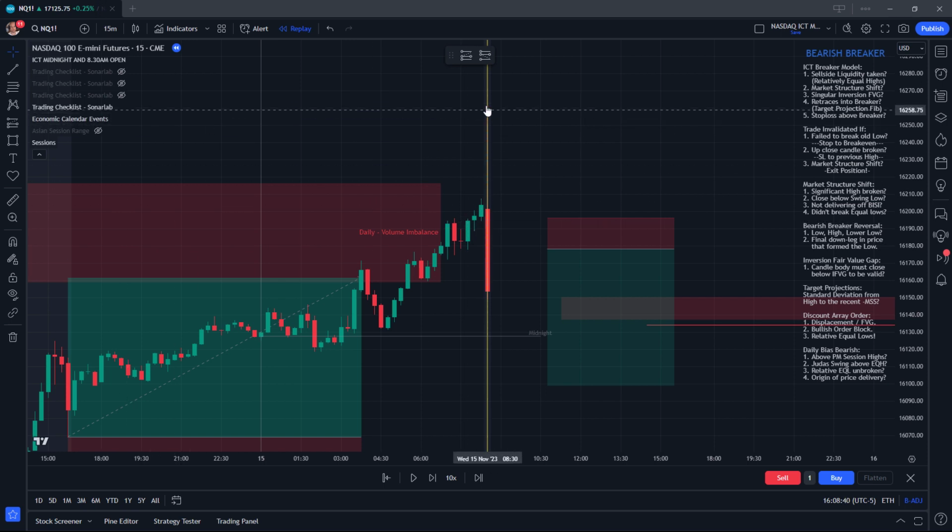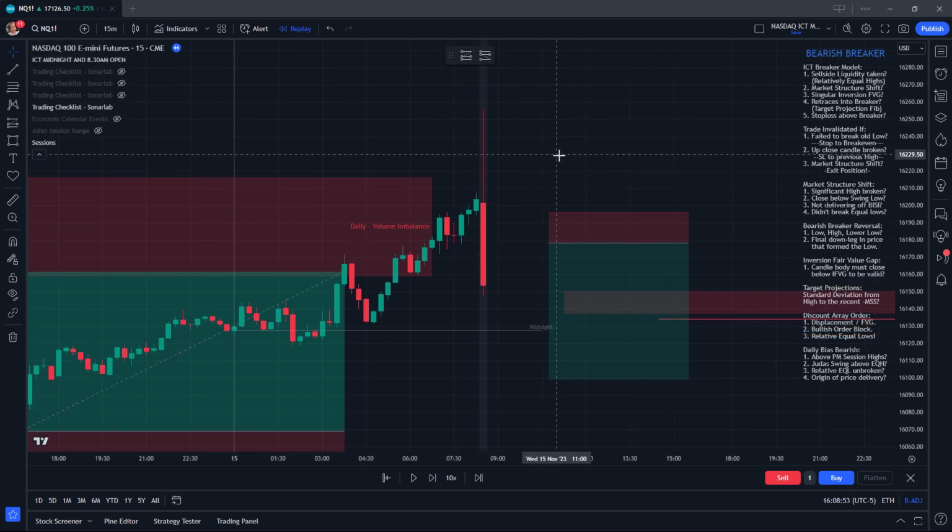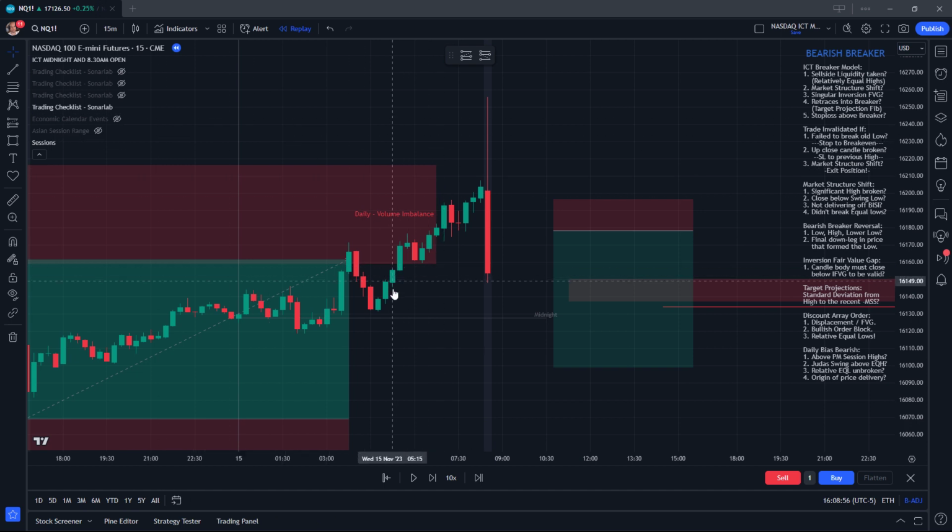Obviously we wouldn't trade during economic calendar events, but I'm just looking at the bearish breaker. I'm not trading this as if it was for real. So we got a low, a high, and then a lower low. The final down leg in price that formed the low, not the lower low, but the low, well, that would be this candle here. Okay, so we have a bearish breaker.